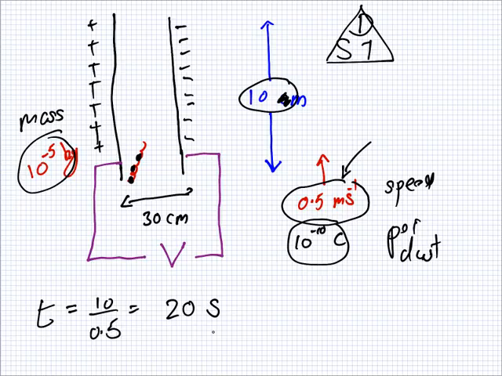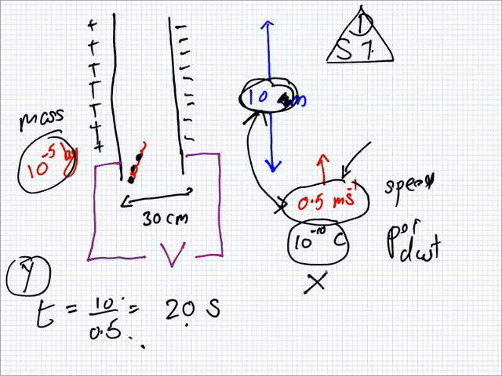We're looking down. I said I have 20 seconds to catch the smoke, because the distance is 10, the speed is 0.5, so the time is 10 divided by 0.5, 20 seconds. So this is looking at the vertical. Now let's look at the horizontal.